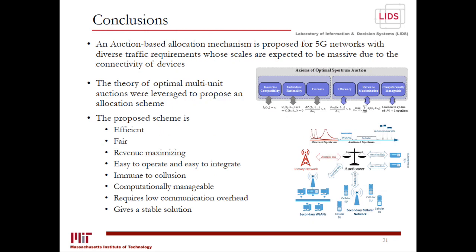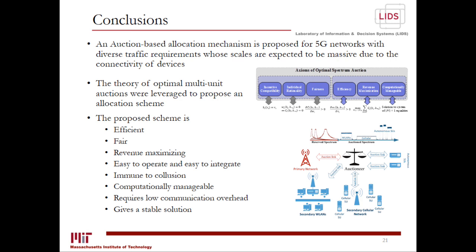So, to conclude my talk, we propose an auction-based allocation mechanism for 5G networks that can deal with diverse traffic requirements in terms of scale, in terms of the diversity of the nature of traffic, and it solves many of the problems that at this moment the scheduling mechanisms are dealing with. Multi-unit auction theory has been leveraged, and the proposed mechanism has these axioms, these properties.